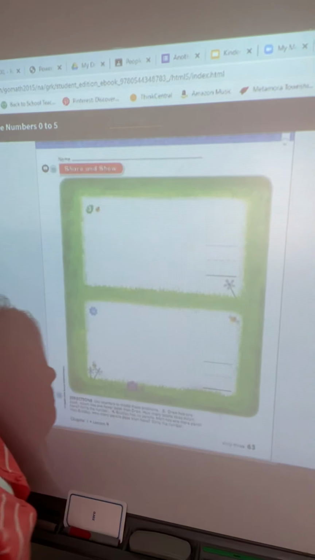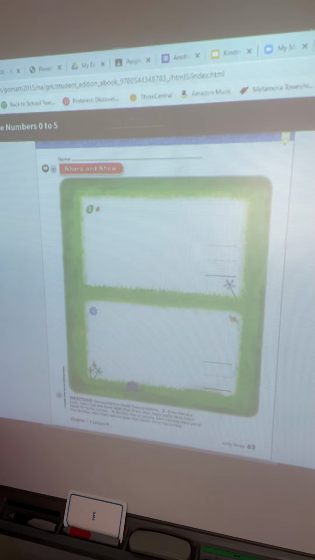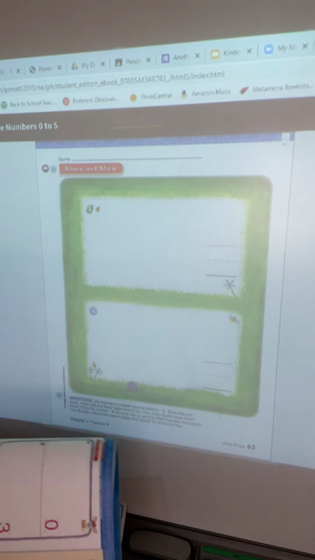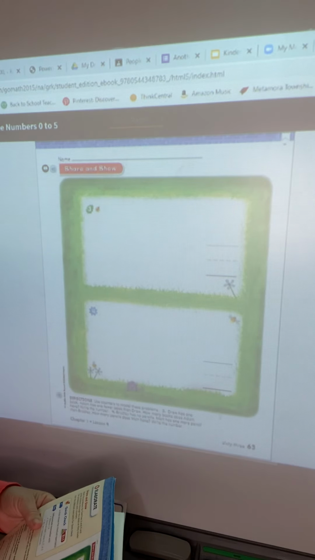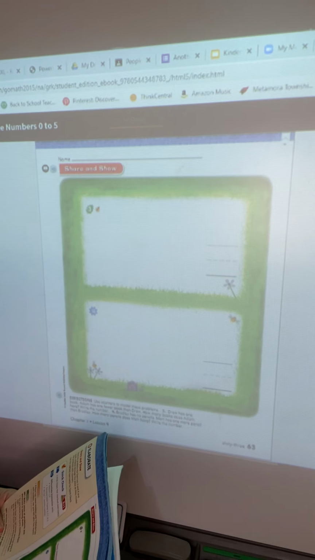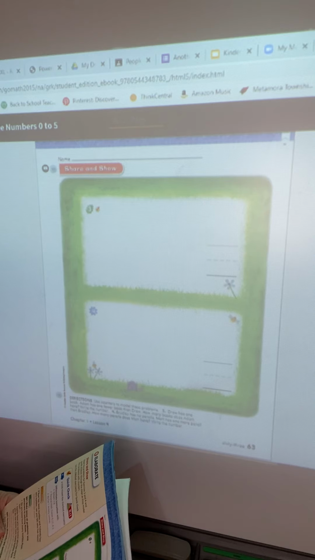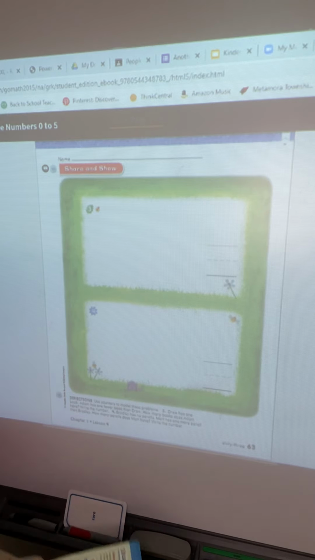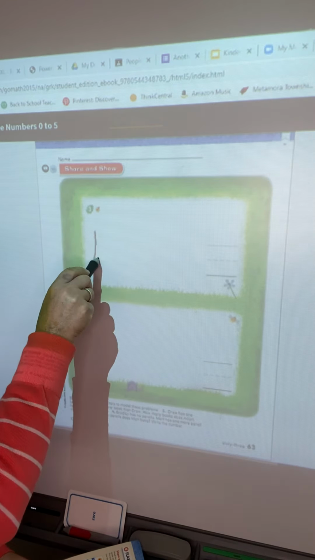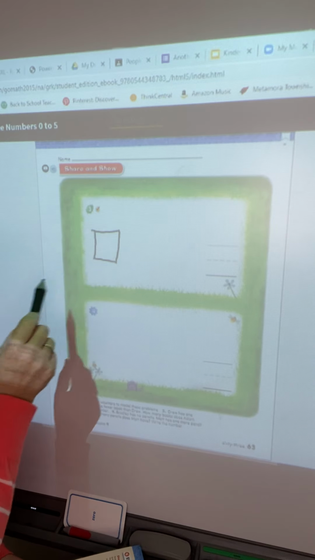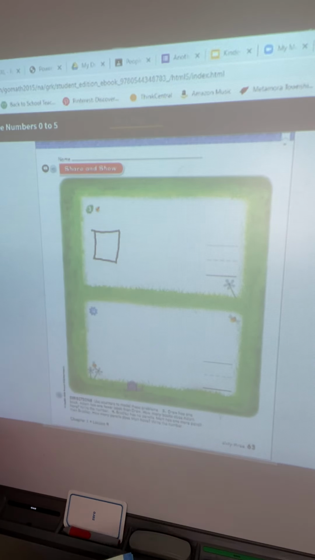Let's go ahead and turn to the next page, page 63. And I want you to know that my friend Drew has 1 book. Okay? Drew has 1 book. Let's go ahead and draw a counter for Drew. Drew has 1 book. I'm going to draw a square there.